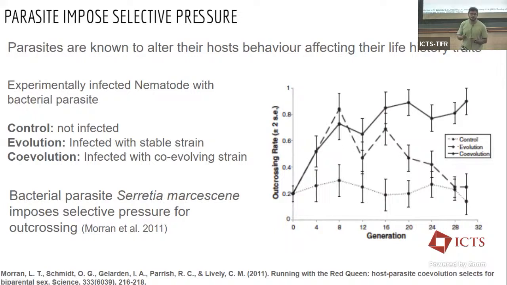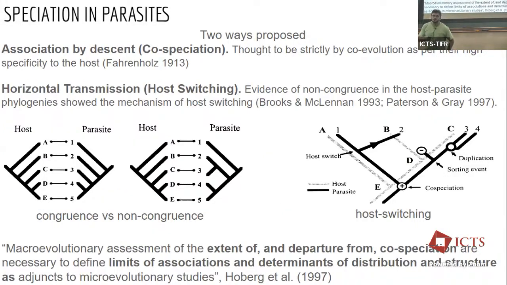But the outcrossing did not really help those systems. But whenever a co-evolving bacterium was introduced in those nematode systems, that created a very high selective pressure for outcrossing. Because the inbred, selfed worms did not survive. Only those that could outcross survived because they could co-evolve with the parasite by exchanging genes from multiple individuals. How does host switching happen?